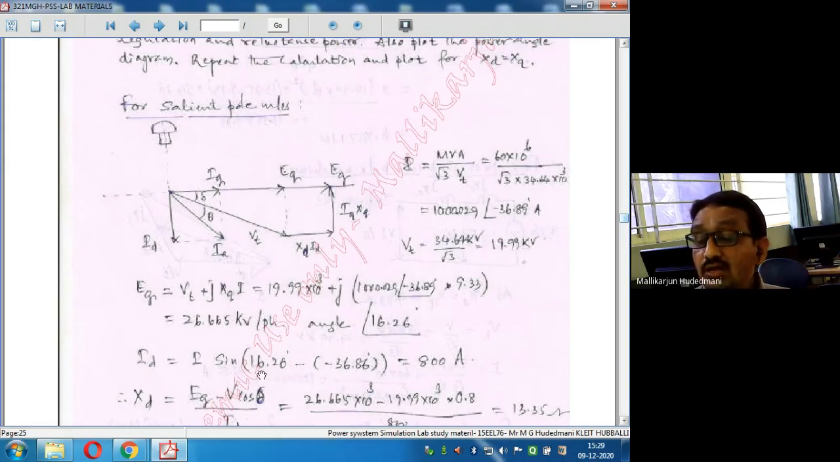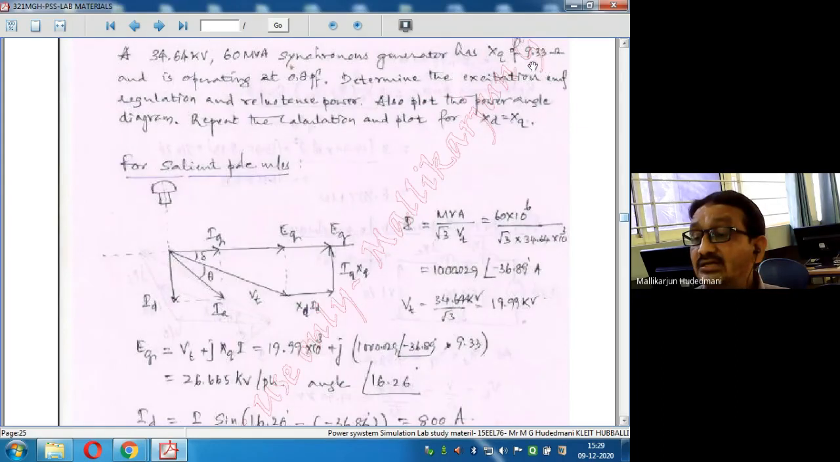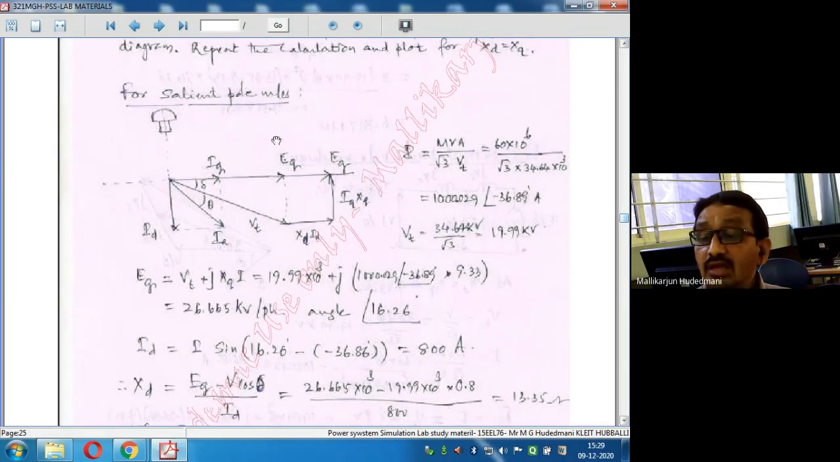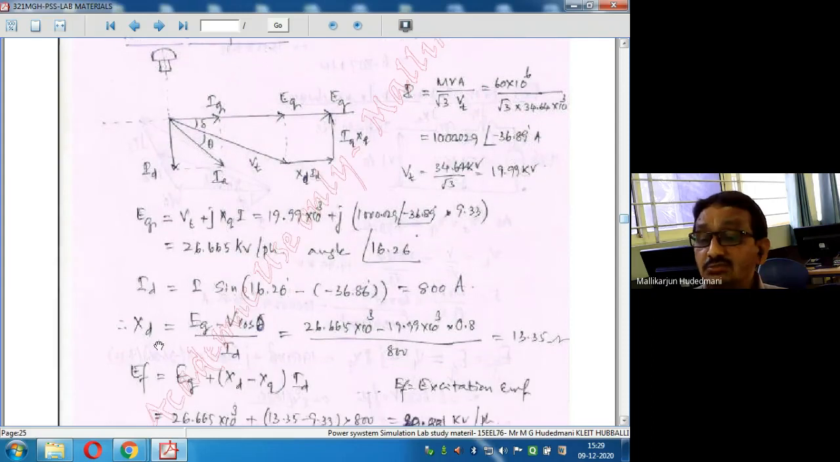Now, why did I get this ID? The intention behind getting ID is that in the problem, XQ is mentioned, but XD is not mentioned. When I want to solve for a salient pole machine, XD is required. To compute XD, this vector diagram helps me. See how it is being done here. You can just look into this expression.